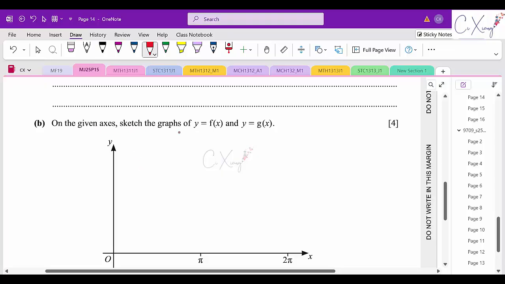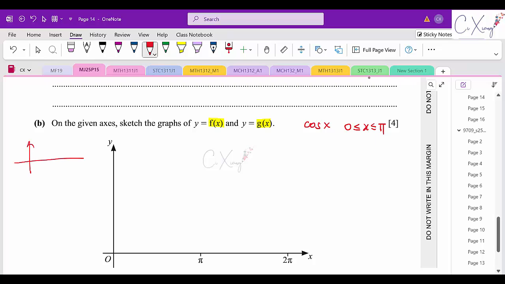On the given axis, sketch the function f(x) and also function g(x). So let's start with function f(x) first. So you're having cos x, and then they want us to consider from 0 until pi. So how can we sketch it? We try to think about the normal graph for cos, the basic graph for cos. So the original cos graph looks something like this. I know that this is the pi, this is a 0 and 1 with -1. Therefore we can try to draw it out here.